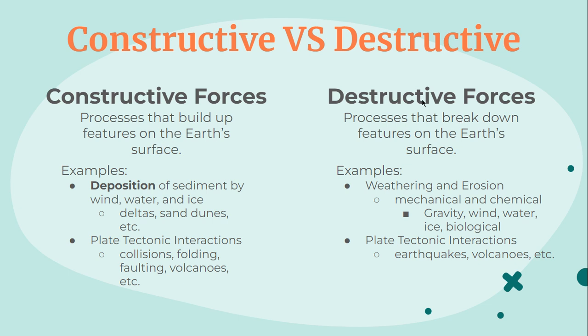Examples of destructive are weathering and erosion. This can be mechanical and chemical, from gravity, wind, water, ice, biological. Also, plate tectonic interactions like earthquakes and volcanoes. Constructive, things that build up features on the Earth, are deposition of sediments that can be brought over by wind, water, and ice, making deltas, sand dunes, and other things like that. And also, plate tectonic interactions here can build things, as you already know, like collisions. Continental collisions make mountains, folding, faulting, and volcanoes. They can build up the land.